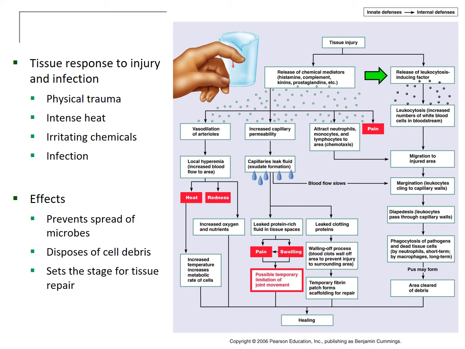So whenever you have a tissue injury, one thing that happens is that you get the release of leukocytosis-inducing factor. Leukocytosis is an increased number of white blood cells in the bloodstream. Once these numbers increase, you get migration to the injured area, and a couple of different processes happen after this migration.